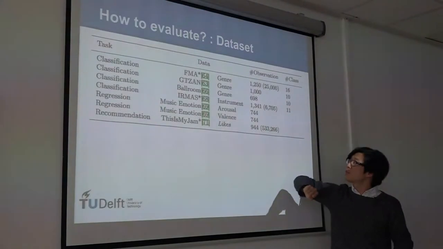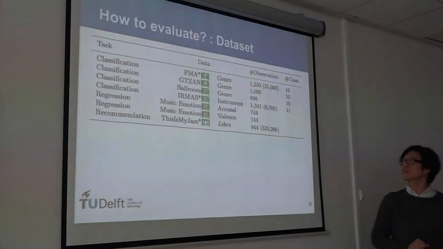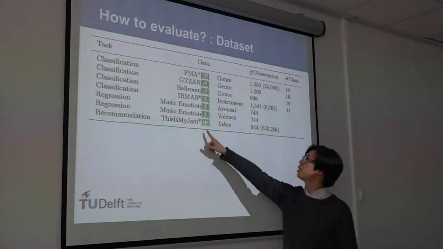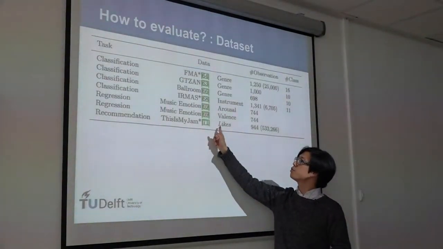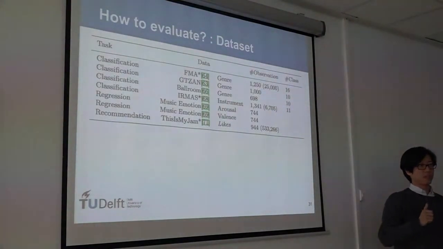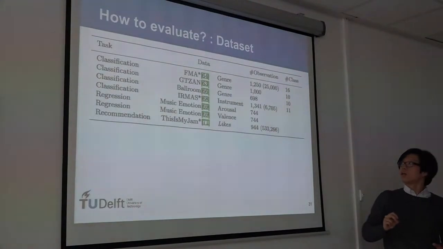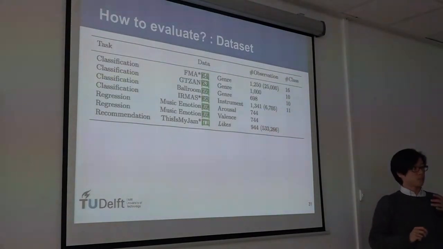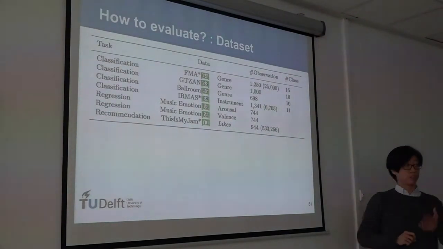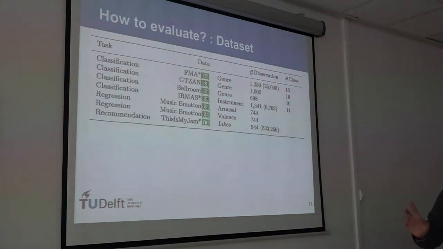And finally, we have a music recommendation setup. This data set is composed of users' binary preferences. They can indicate thumbs up or thumbs down for each of the tracks. So we can estimate whether this music is going to be preferred by this user. So that is our data set to evaluate.